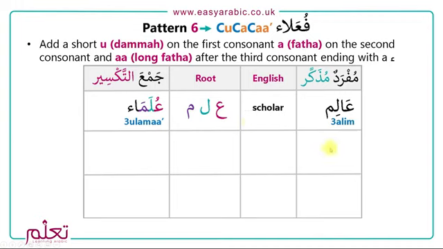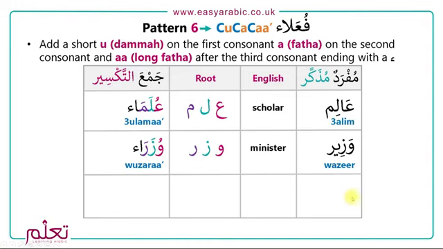Okay, next one is wazir, wazir. So same, we've got wa, za, and ra. So this is going to have a dhamma, wu. Za is going to have the fatha, wuza. Ra is going to be as is, and then we have the alif and the hamza at the end. So we have wuzara, wuzara.